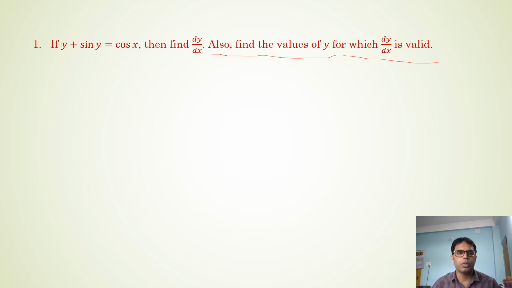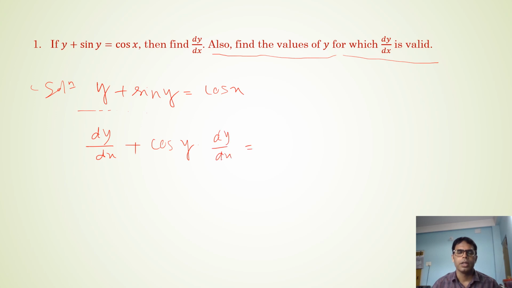So the first part is to take the differentiation of the function only. In the solution part, we write the given function: y plus sin y is equal to cos x, and then we write differentiating with respect to x. Then we get dy/dx, because differentiation of y is dy/dx, and the differentiation of sin y is obviously cos y times dy/dx, is equal to the differentiation of cos x, which is simply minus sin x. You know this.